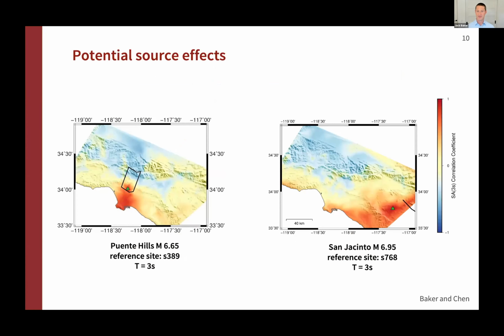You can see some evidence that maybe the source and the direction of wave propagation from the source is important. So here on the left, a Puente Hills simulation with a reference site over the south edge of the rupture projection. All of the locations to the south of the rupture are very highly correlated, and the locations on the opposite side of the rupture are negatively correlated. So indicating a potential for unilateral ruptures giving strong amplitudes in one direction and weak amplitudes in the other. It would cause a negative correlation.